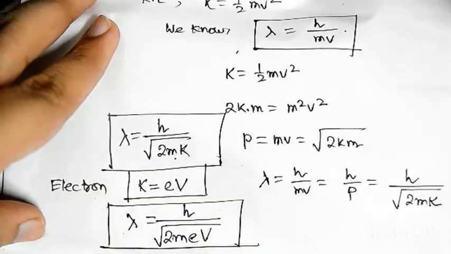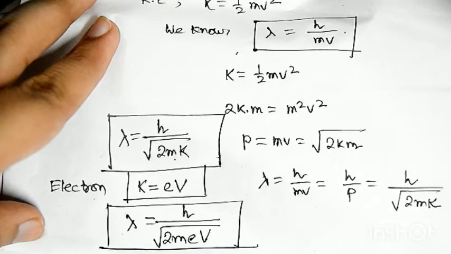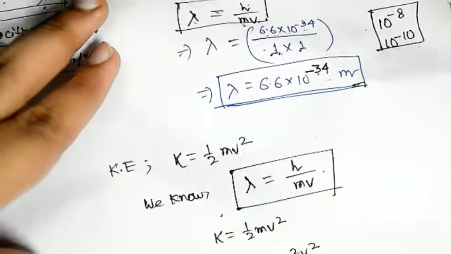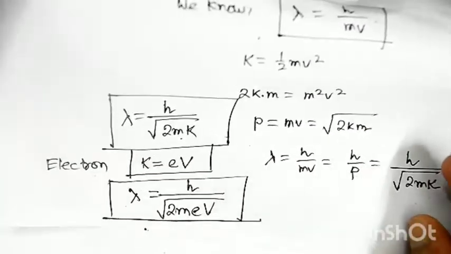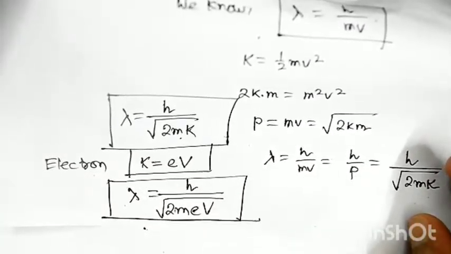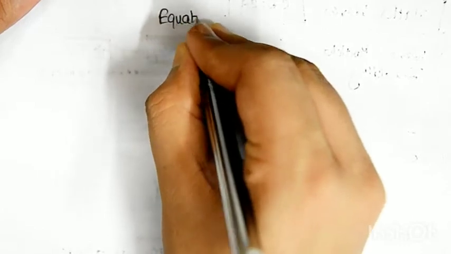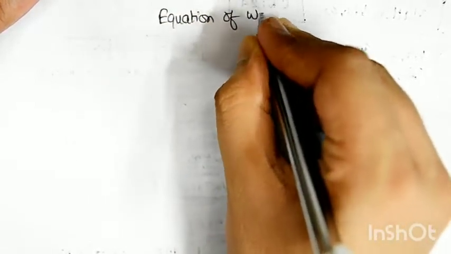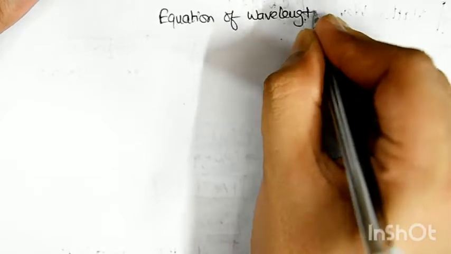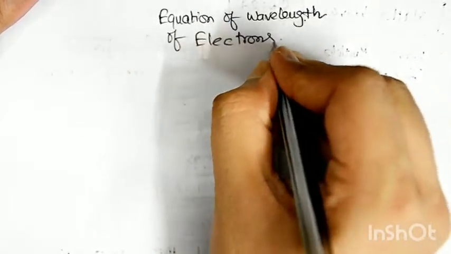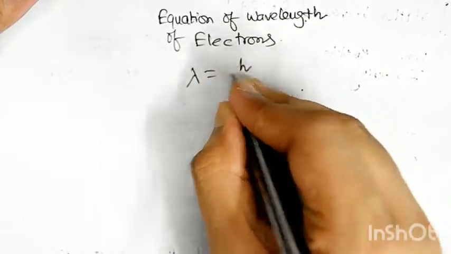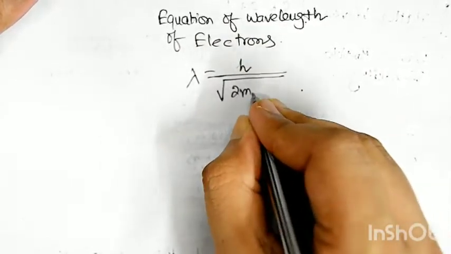This equation is very important to calculate. Very important thing. So I hope this one is clear till now. So the equation of wavelength of electrons we got is lambda equals h by root 2meV.